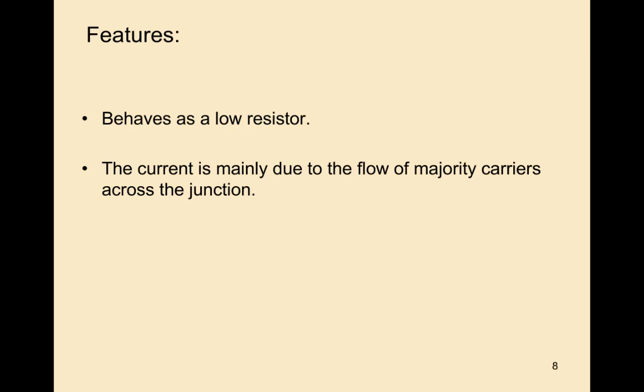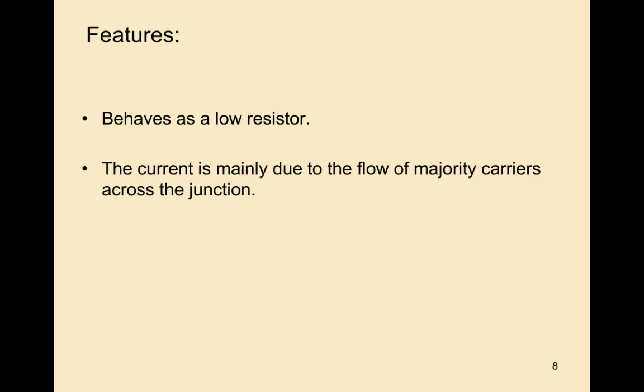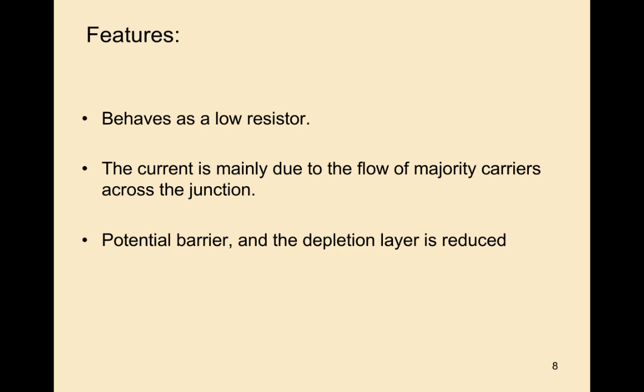Main features of the diode: when we connect in forward bias, it behaves as a low resistance path. So when we connect the PN diode in forward bias, the diode behaves as a low resistor, and the current is mainly due to the flow of majority carriers across the junction. So when we connect in forward bias, the current is only due to the majority charge carriers. The potential barrier and the depletion layer are reduced.